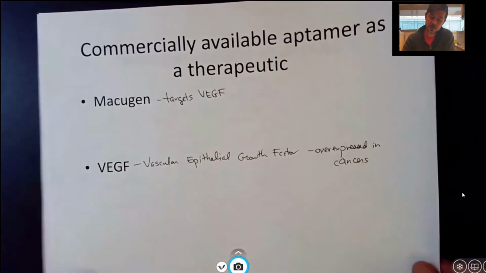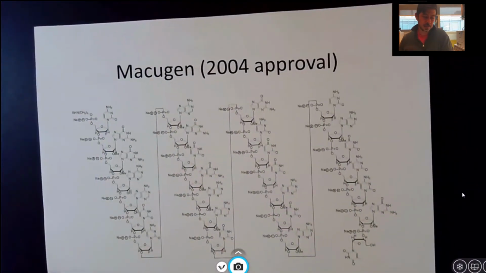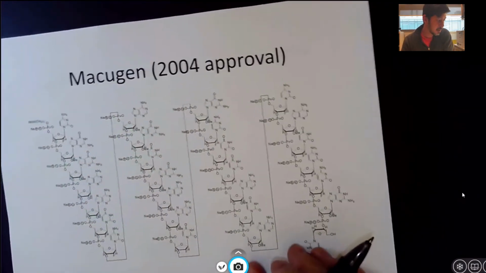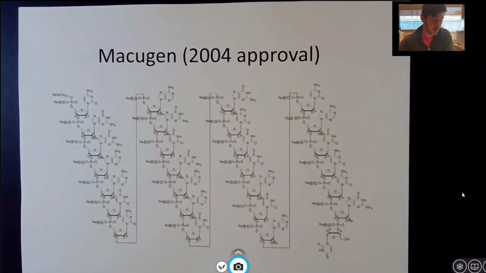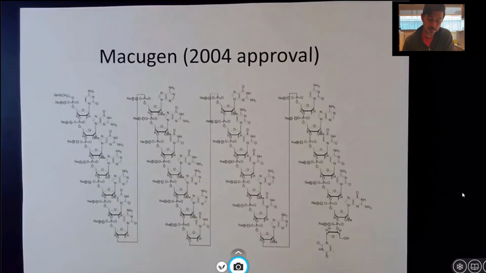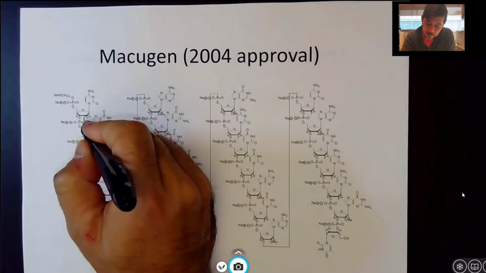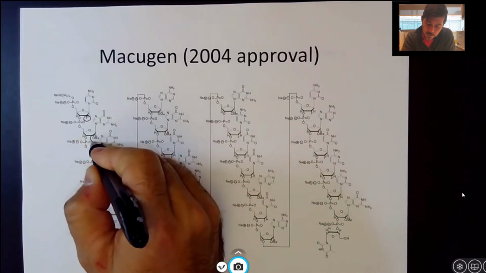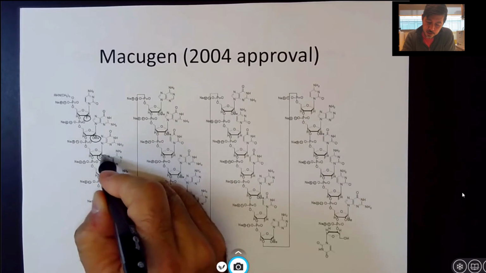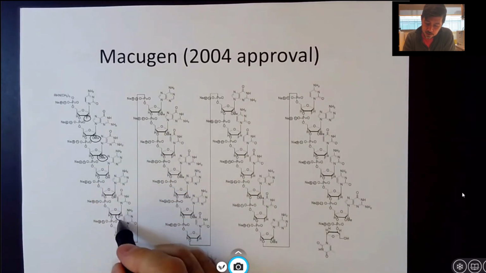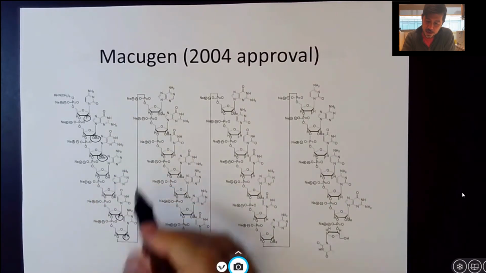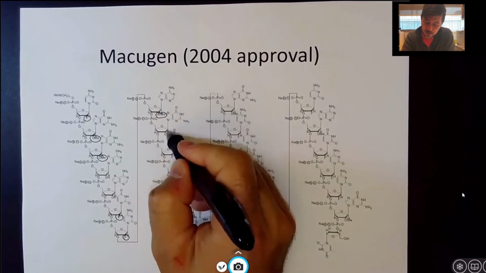Macugen's two-dimensional structure is shown here, and this was approved in 2004. Let's take a look at some of the molecular components of this molecule. You can see here you have some fluorinated groups. Here you have O-methyl groups. So we're looking at sugar modifications that improve the stability and the specificity of the molecule.